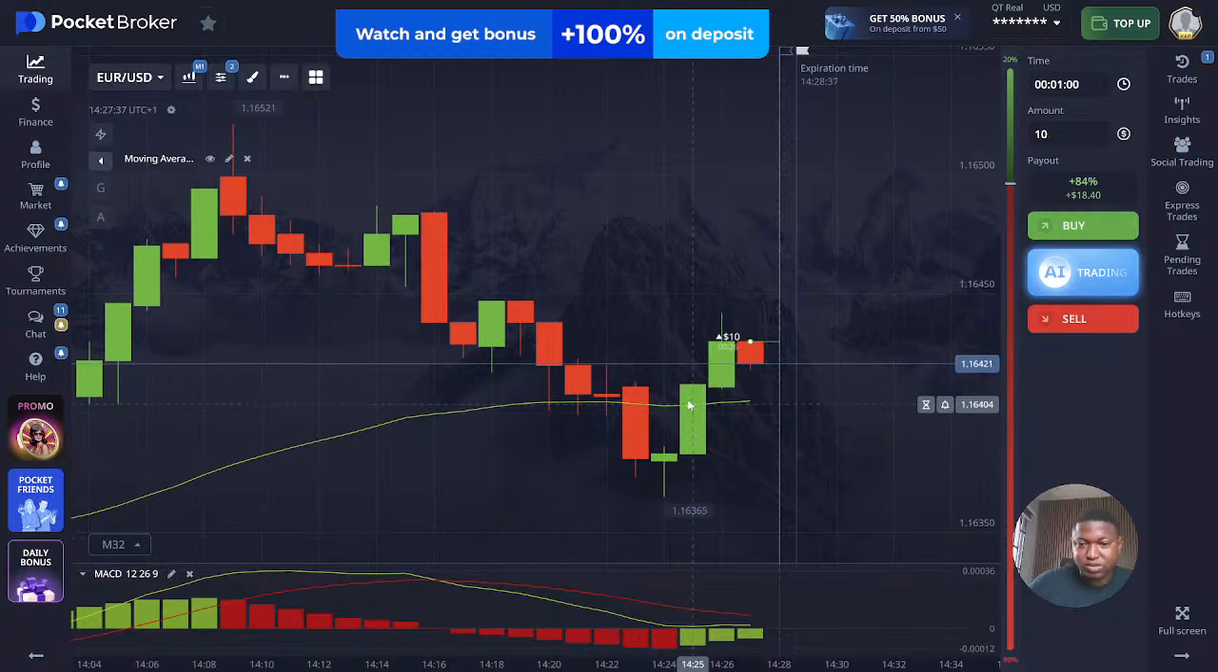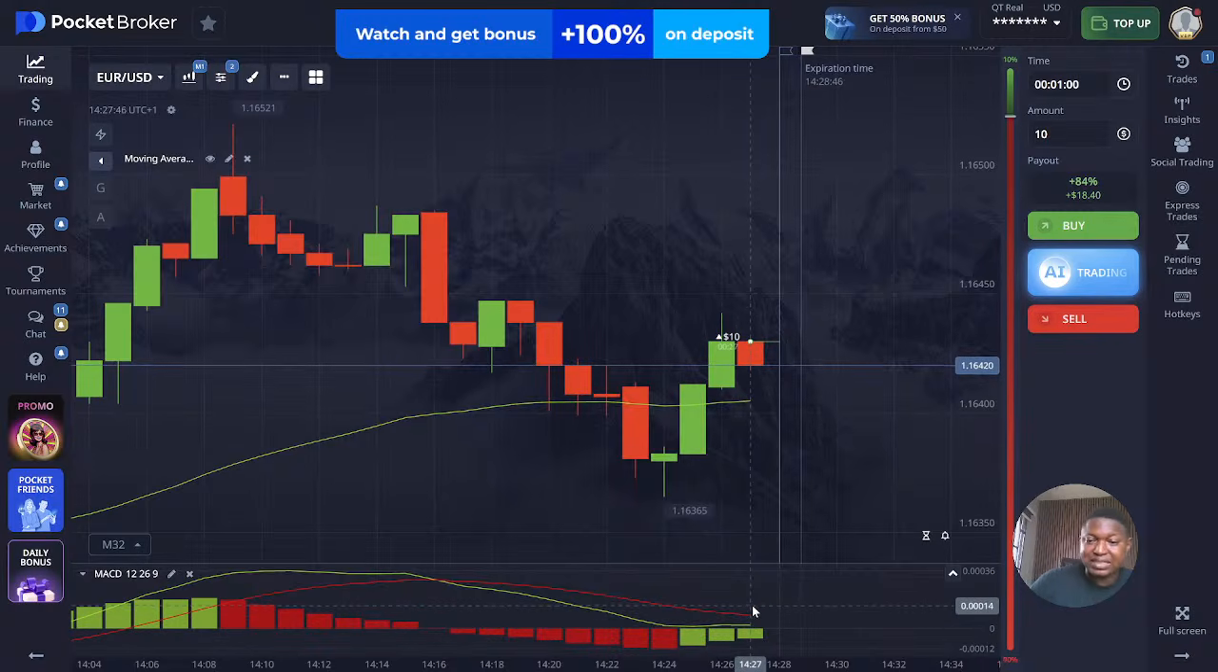Because it has already crossed here. The price has already crossed, but we did not enter it because the MACD line has not crossed facing upwards. That's why we did not enter it. So we're waiting for it to cross facing upward before we enter it.